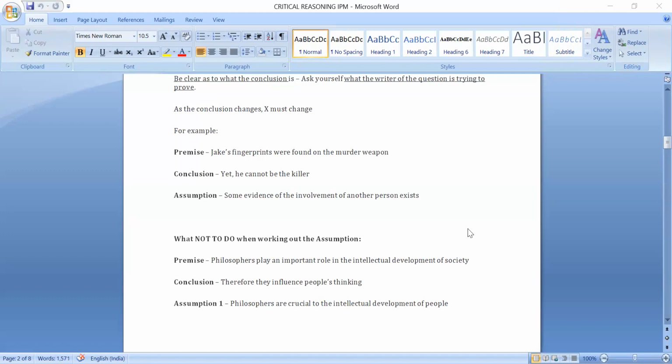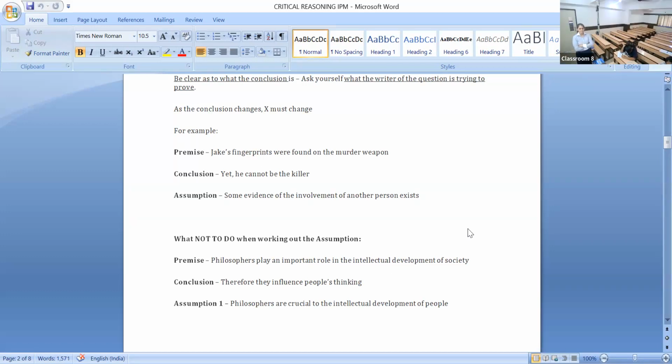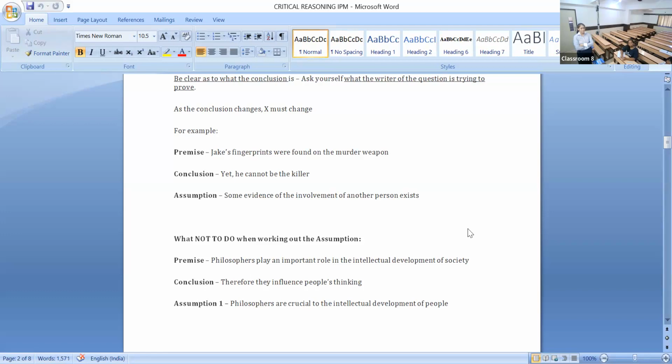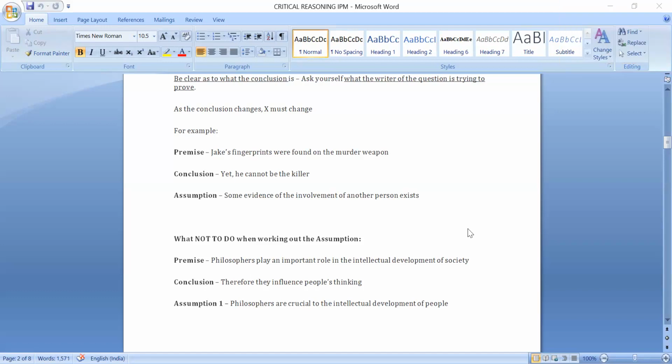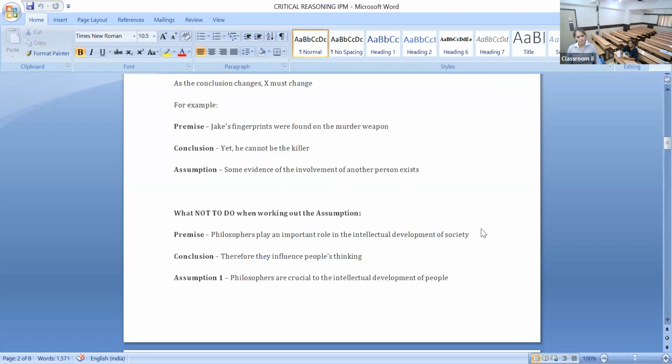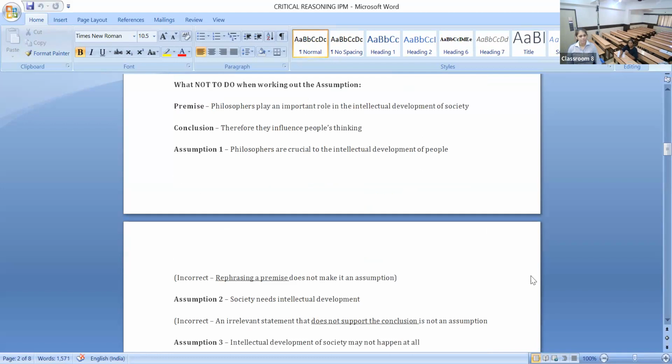Philosophers play an important role in the intellectual development of society. Therefore, they influence people's thinking. Assumption: philosophers are crucial to the intellectual development of people. Okay. So what is one thing which you're not supposed to do when working out the assumption? It is not a necessity. Exactly. The conclusion is not compulsory to be like influence. Are we clear? Conclusions need not have this. That is why they're saying crucial to the intellectual. That's how they assumed it.